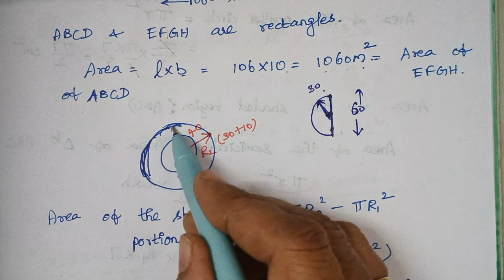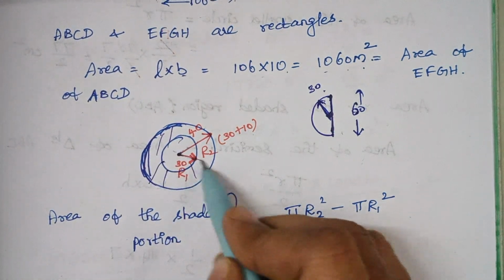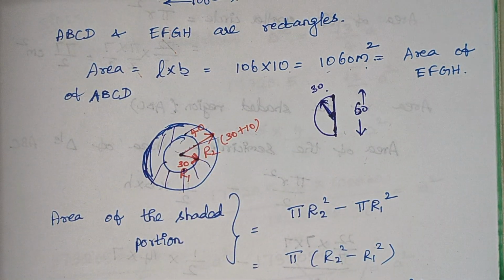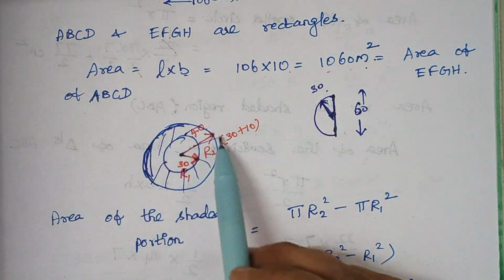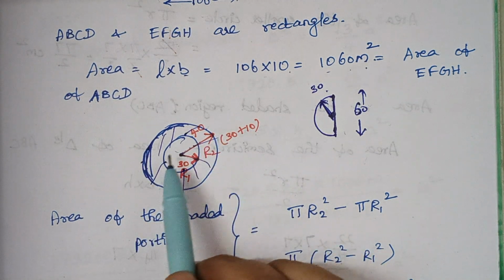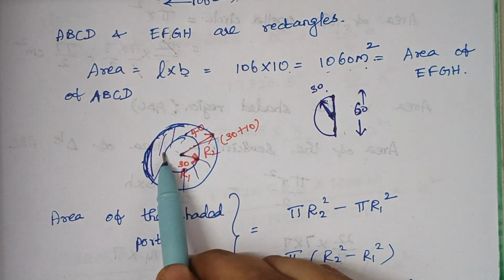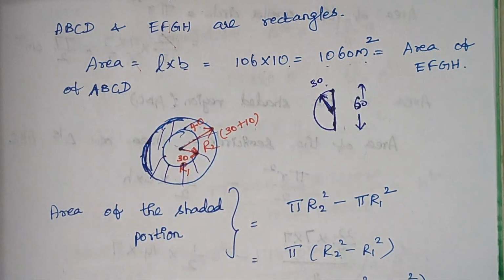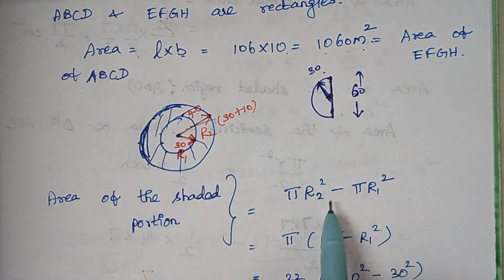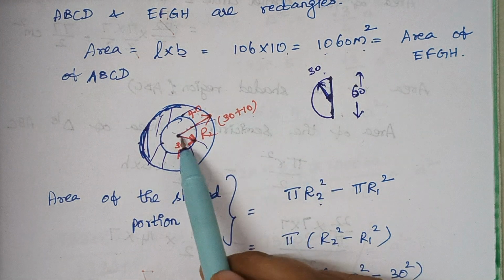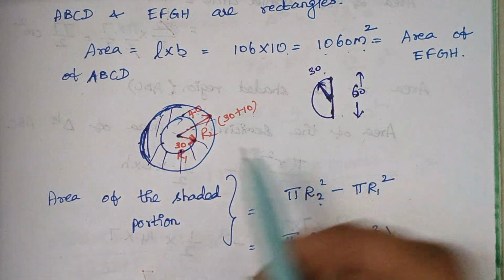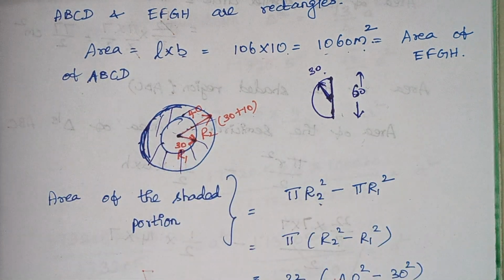Now we have to find this area, right? So we have to find this part. So how to find the area of this part? Just find the area of the bigger circle, then subtract the area of the smaller circle, right? Then obviously we will be getting this area. So here you see, this is R2, that is, the radius of the bigger circle is R2 and the radius of the smaller circle is R1.